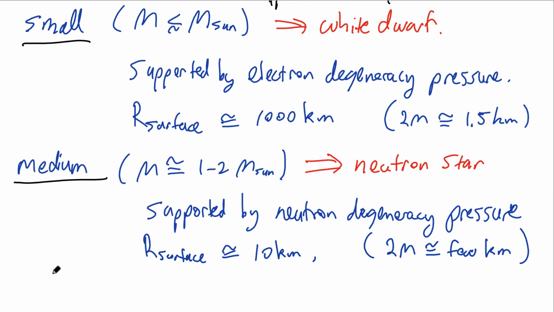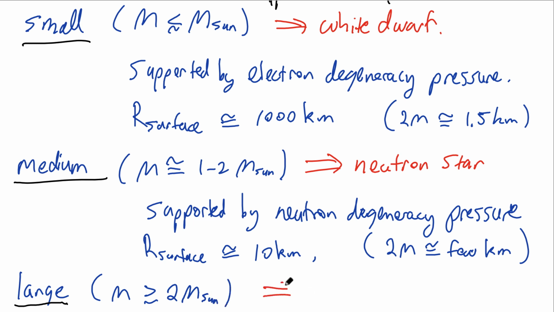So for a large star, which we'll take to be roughly 2 solar masses or more, then the end result, we believe, is a black hole. Or said a little more precisely, when the mass is greater than about 2 times the mass of the Sun, there's no known physical mechanism that can prevent the star from collapsing to a black hole.